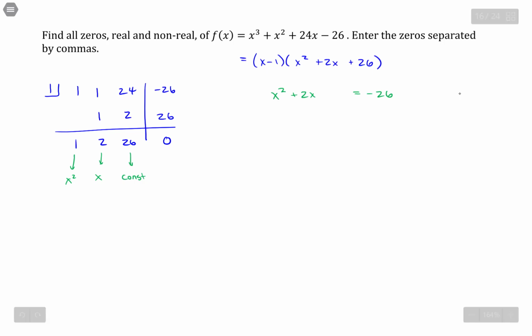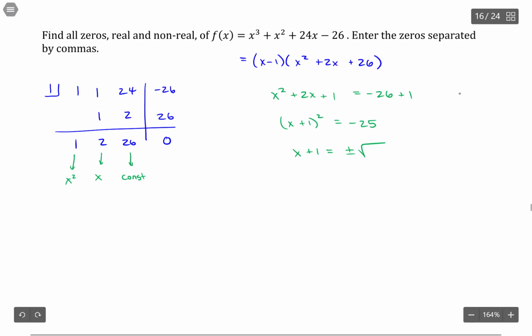small and even values. So if I take 2 divided by 2, that's 1, and square 1, that's positive 1, so I just add that to both sides. So this factors into x plus 1 quantity squared. It's just half of this number that goes here. And this adds up to negative 25. So x plus 1 equals the plus or minus square root of negative 25.